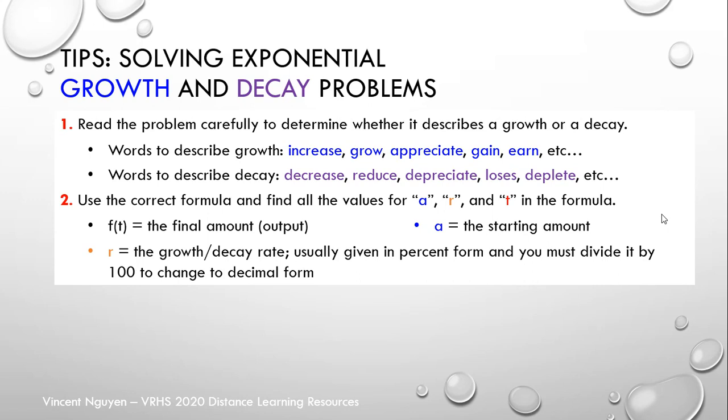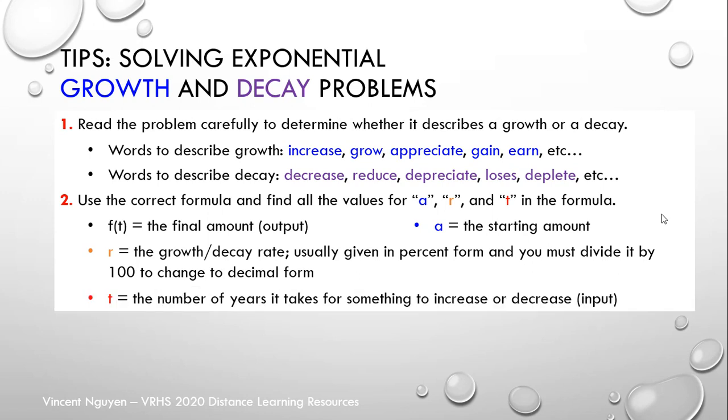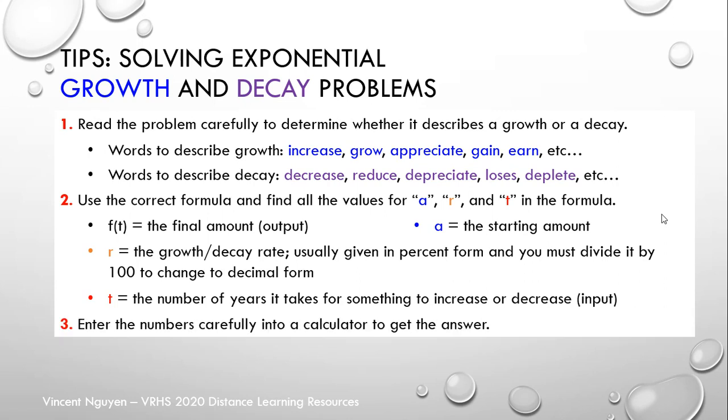T is also given in the problem. Find out the number of years that it takes to increase or decrease. This is your input, and this input can change. And then, final step, enter everything into your calculator carefully to get your answer.